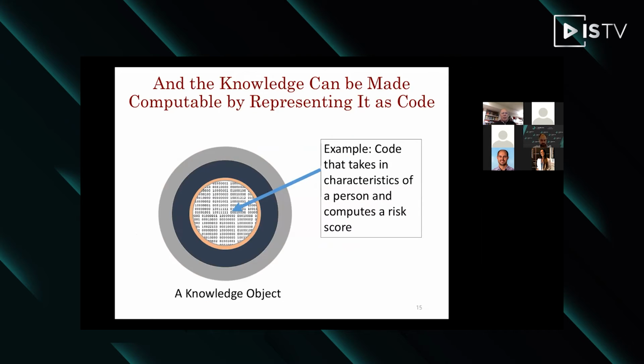But that same knowledge can be made computable by representing it as code. And this code could be code that takes in the characteristics of the person and computes a risk score for that person. And we call this computable representation of the knowledge a knowledge object. And as you can see, at the core of this knowledge object is code expressed, as you all know, at its root as ones and zeros.